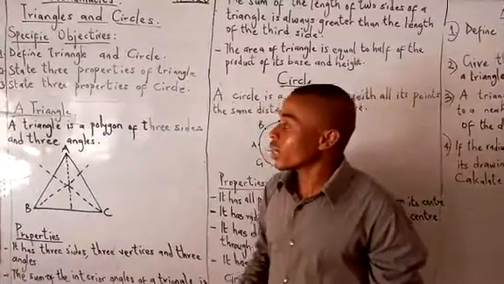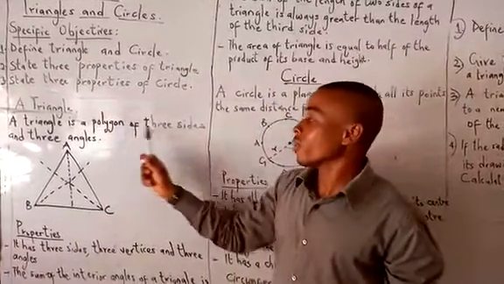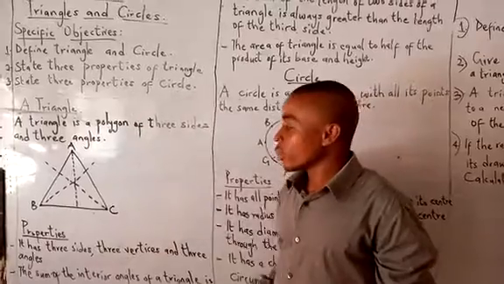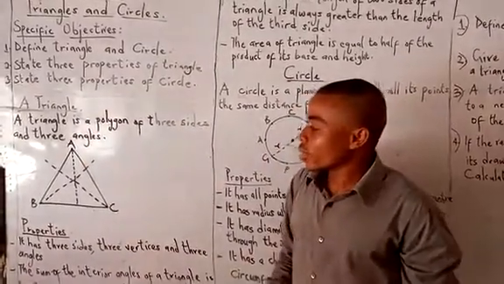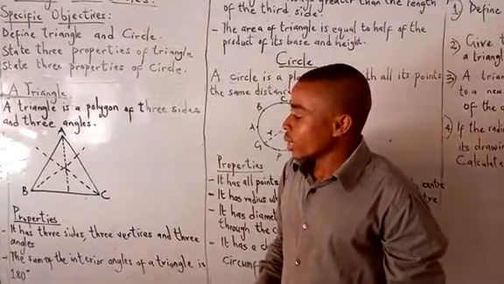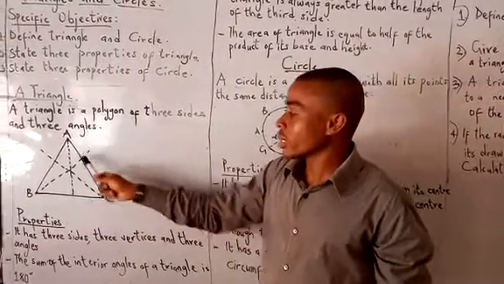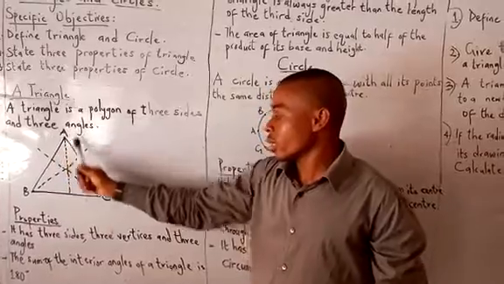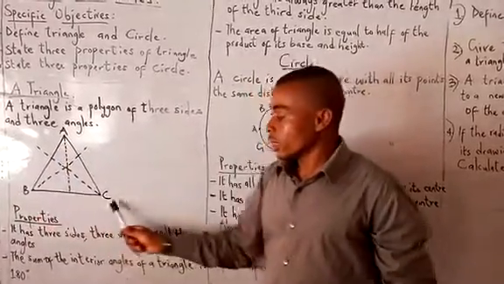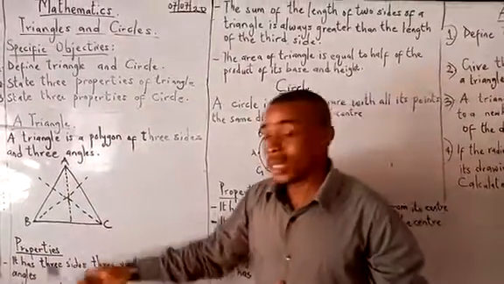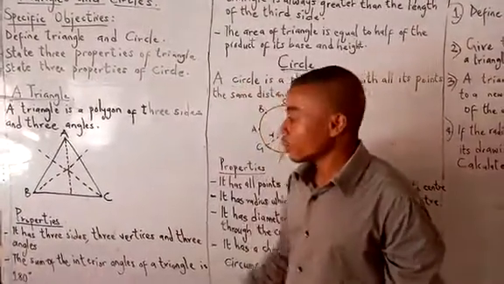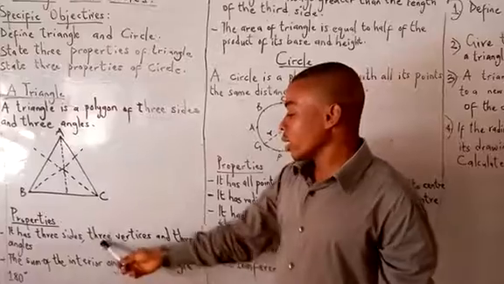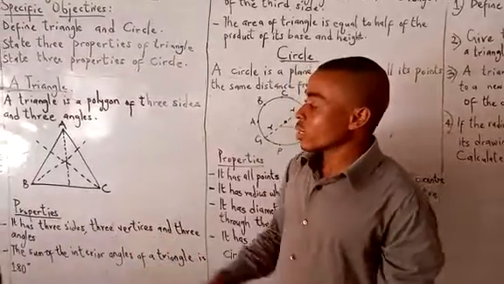Alright, what's a triangle? A triangle is a polygon of 3 sides and 3 angles. Now this is a typical diagram of a triangle that has 3 sides, side AB, side AC, and then side BC. Alright, let's examine the properties of a triangle. It has 3 sides, which I just showed you. It has 3 vertices. Of course, we know what a vertex is.